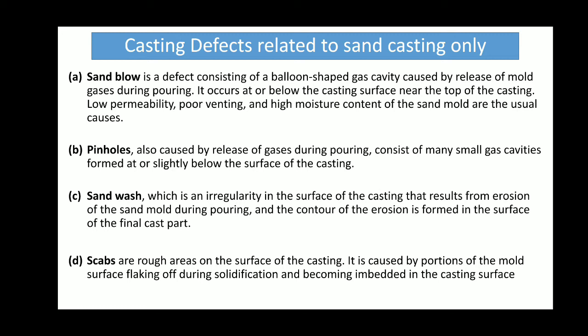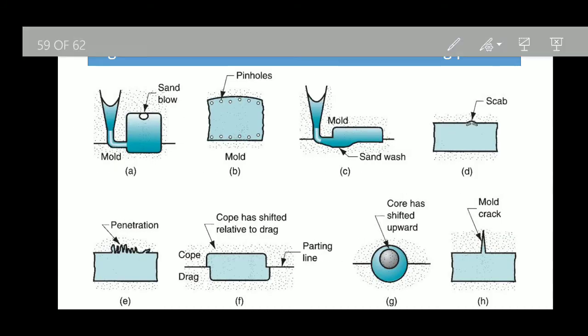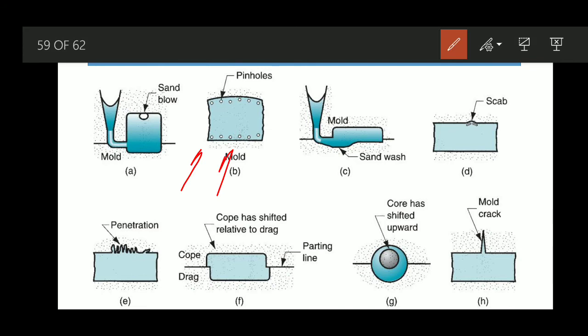The next problem is pinhole. This defect is also caused by the release of gases during pouring. In this case it consists of many small gas cavities at or slightly below the surface of the casting. Here also, small holes may result from gas release at different portions, and the traces may remain there. So that may be the problem.